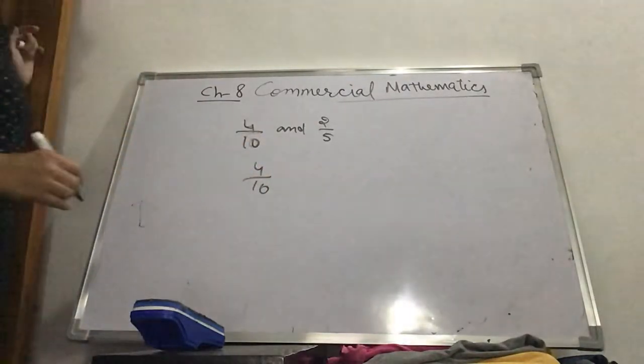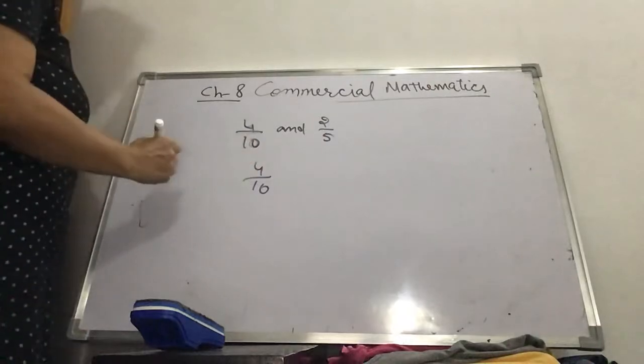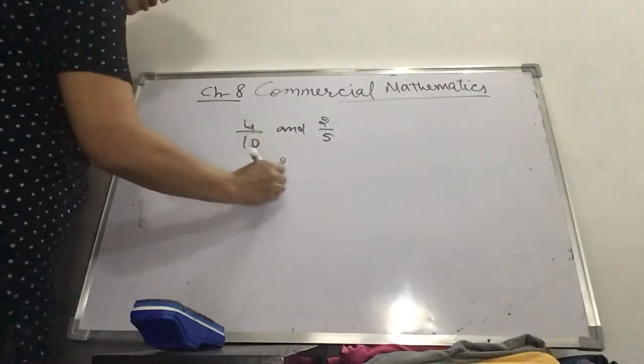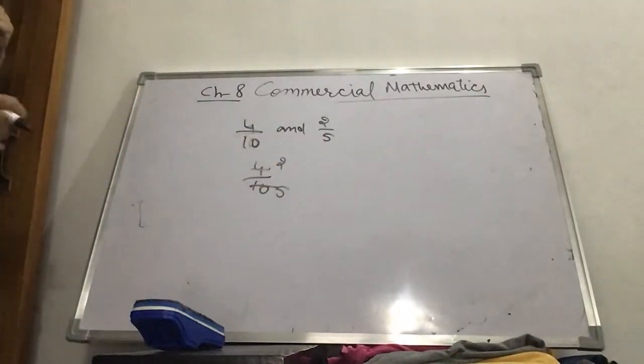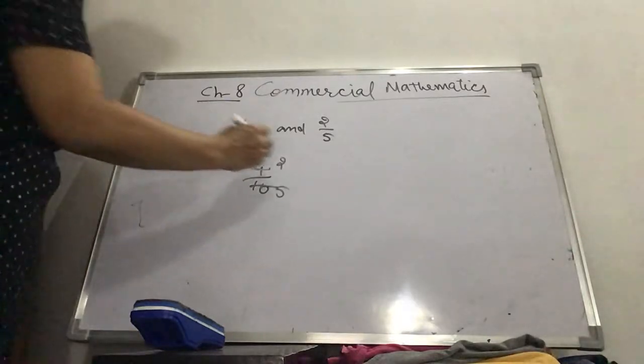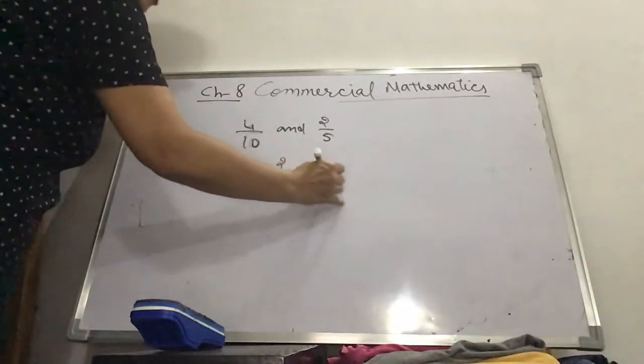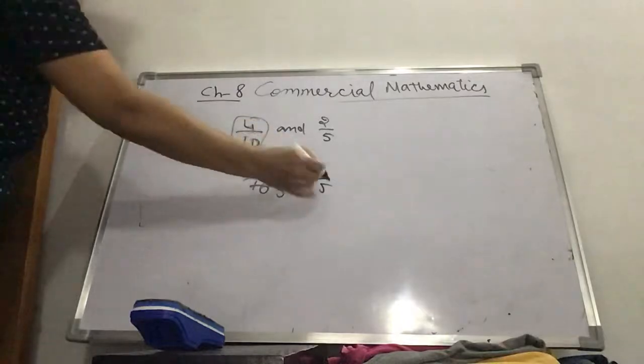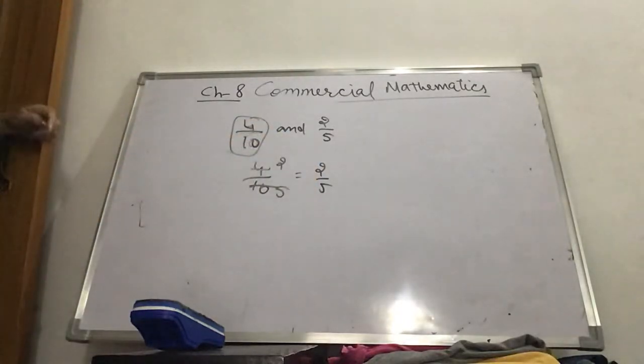So 4 upon 10 can be converted to the simplest form. Both the numbers are cancelled by 2. 2 2s are 4, 2 5s are 10. That is 2 upon 5. So the first ratio we have converted to 2 upon 5, and the second ratio is already given as 2 is to 5. So both the ratios are the same. So we can say that these two ratios are in proportion.